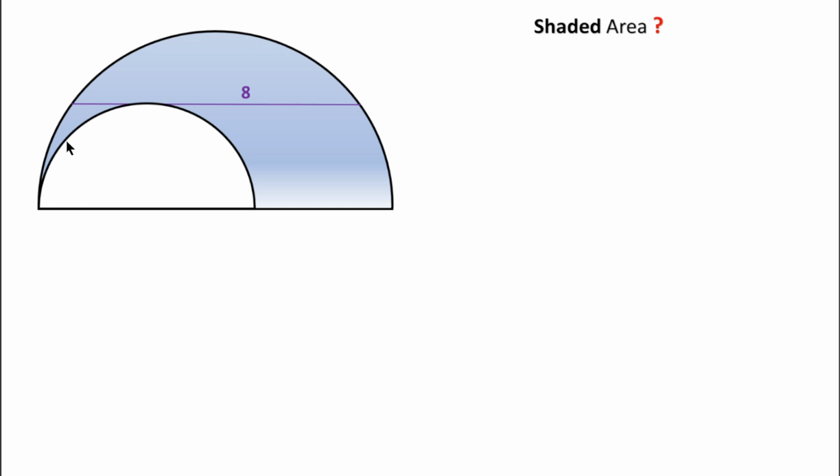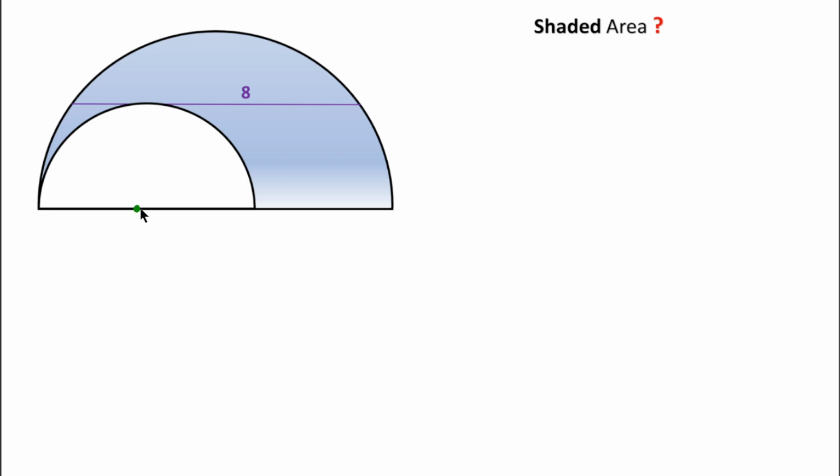Now we have to find this shaded area region. If we are able to subtract this smaller semicircle area from this larger semicircle area, then we can easily find this shaded area region. So for this, I will first consider the center of this smaller semicircle to be, let's suppose, here.